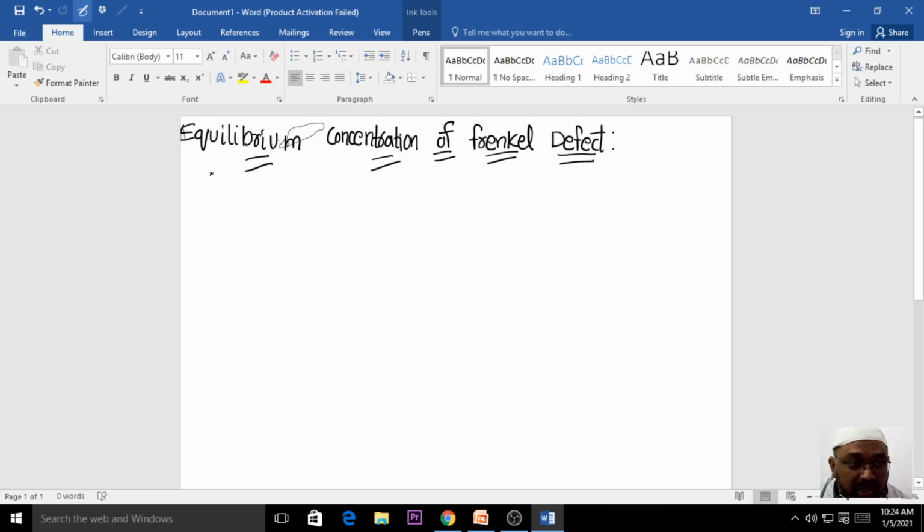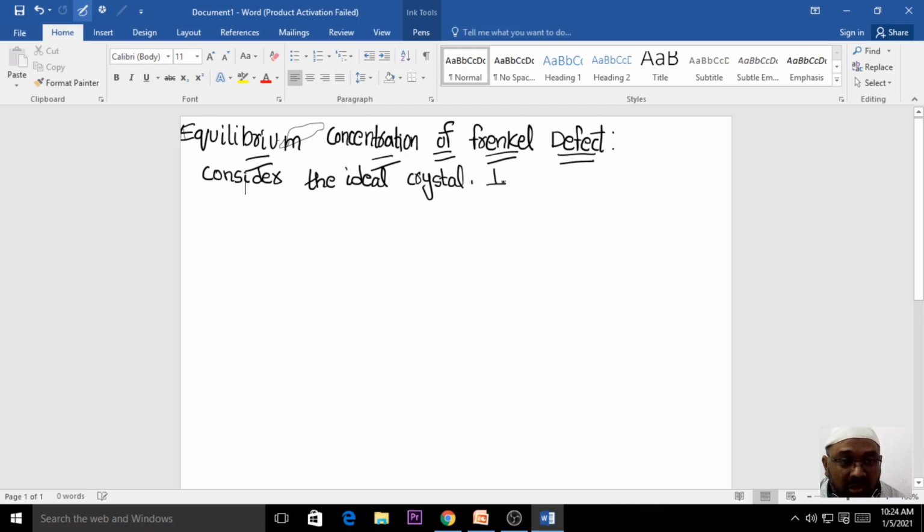Whatever I'm writing here, you can write as it is in the examination. Whenever you are in need of writing any derivation, first of all, you should be very clear with the concepts or the sentences that you are going to write. So first of all, let us consider the ideal crystal. We are considering that the crystal is ideal.